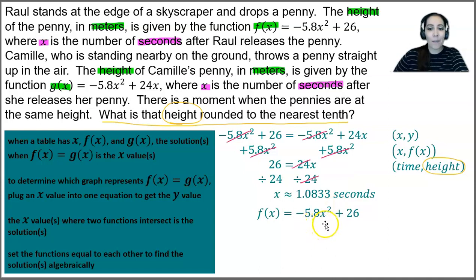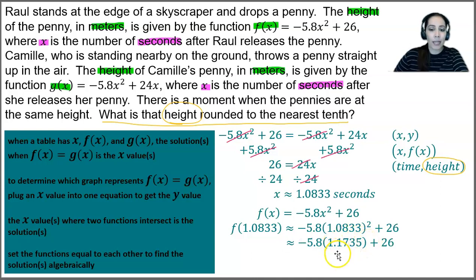So I have negative 5.8 x squared plus 26. I am going to plug in 1.0833 for my x. So that is approximately equal to negative 5.8 times 1.0833 squared plus 26. And 1.0833 squared is approximately 1.1735. Then we'll multiply that by negative 5.8 and get negative 6.8063. And then we'll add 26 to that and we get approximately 19.1937.